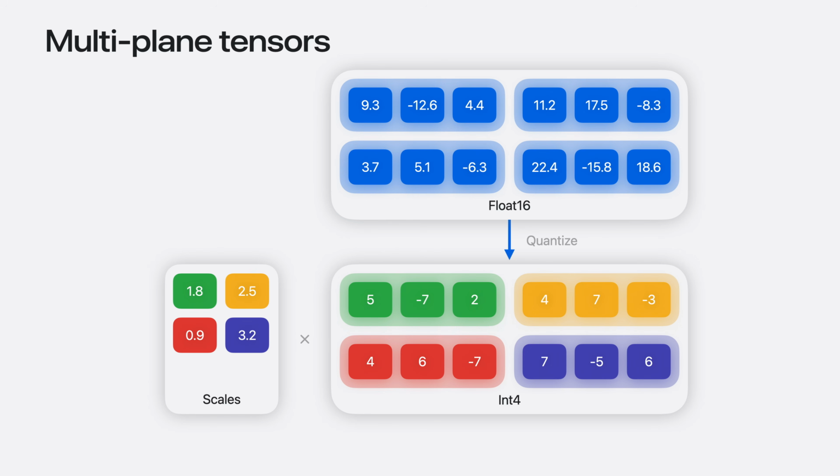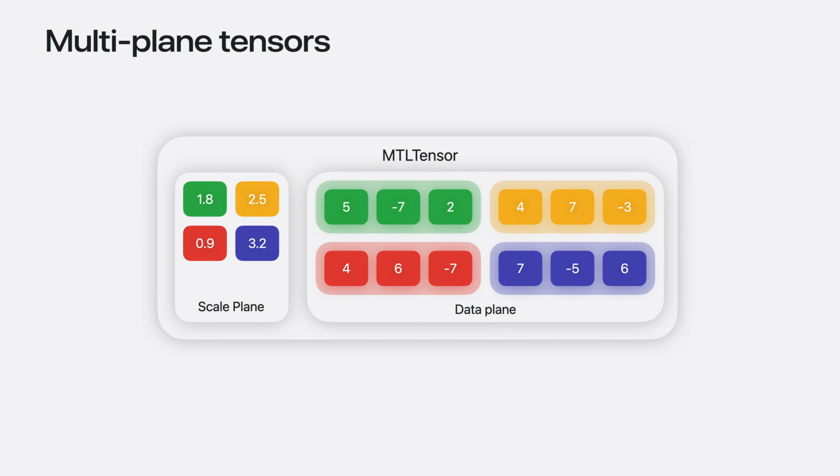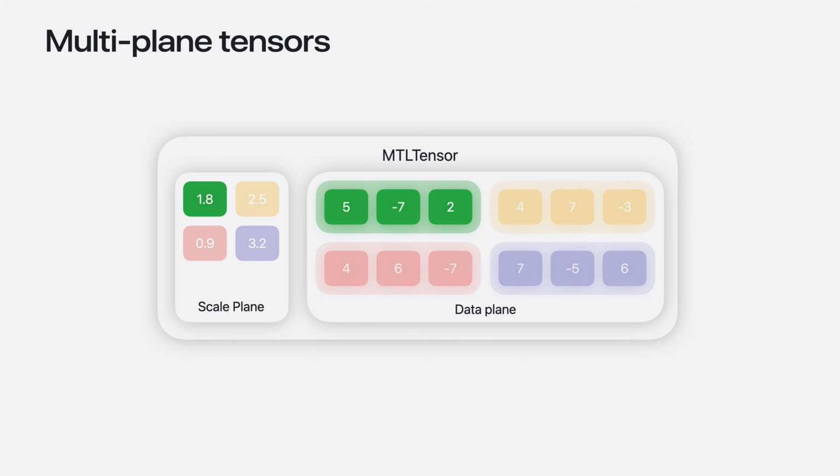In macOS and iOS 27, a single MTLTensor object can now represent your scales alongside your tensor's quantized data as an additional scales plane. This plane supports the popular FP8 E8M0 blockwise scale factor format. Each element of the scales plane applies to a block of elements in the data plane.